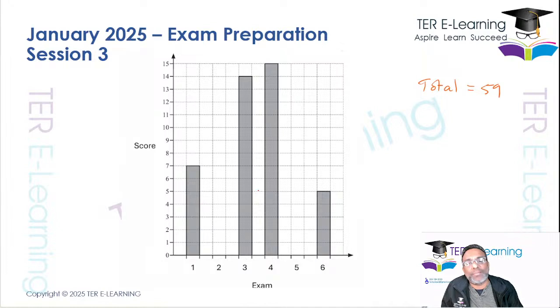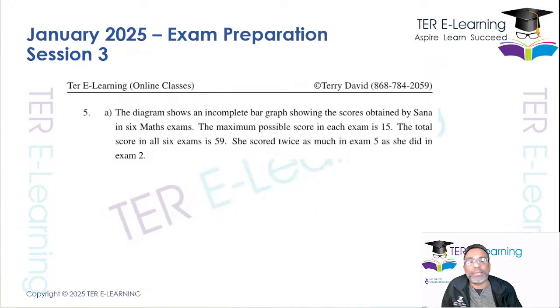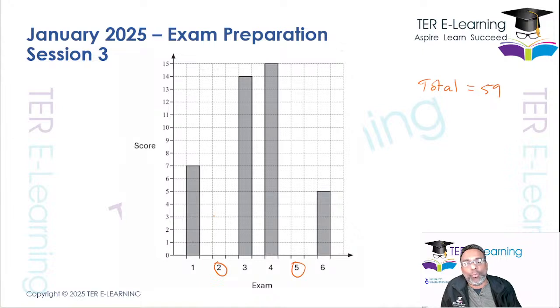Right, so we have 6 exams here and we have the scores in all of them, except we're missing exam 2 and exam 5. But the question says that she scored twice as much in exam 5 as she did in exam 2. So whatever this is, we don't know what it is yet, whatever that is, she would have scored twice as much in exam 5.